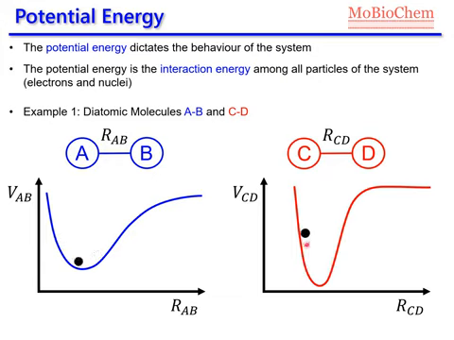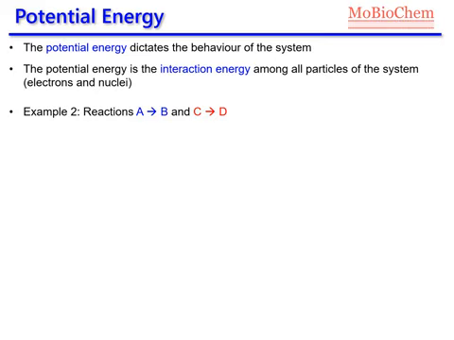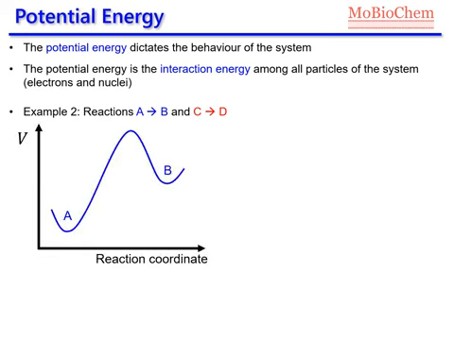A second example: we can have a process where we go from the species A to the species B, and this is the potential energy surface. We have here our minimum for the reactant A and the minimum for the reactant B, and we have to overcome this energy barrier in order to go from A to B.